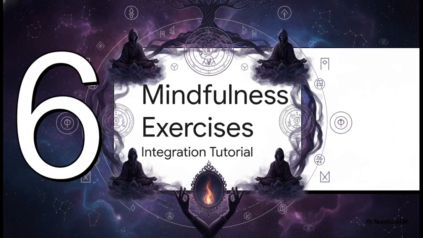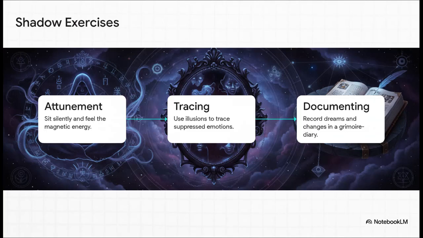Almost at the end, Section 6, Mindfulness and Shadow Exercises, Integration Tutorial. So to actually master this integration, the sources give us a clear step-by-step tutorial for cultivating mindfulness inside this realm of illusions. First up is silent attunement. This is just learning to sit quietly and feel that thick magnetic energy without reacting to it, just letting it be. The second step is tracing the subconscious.